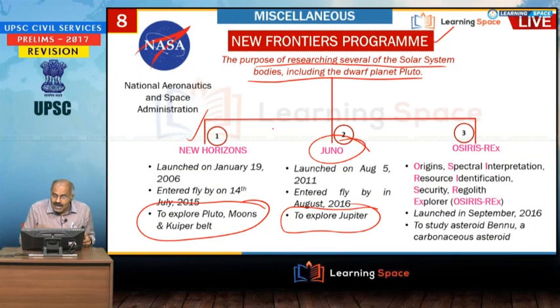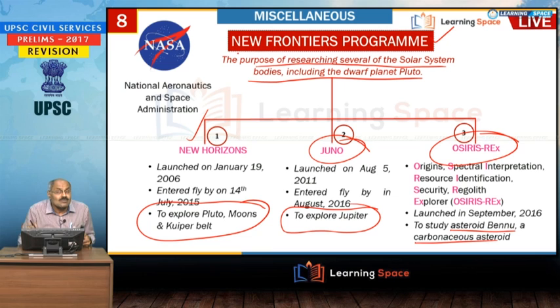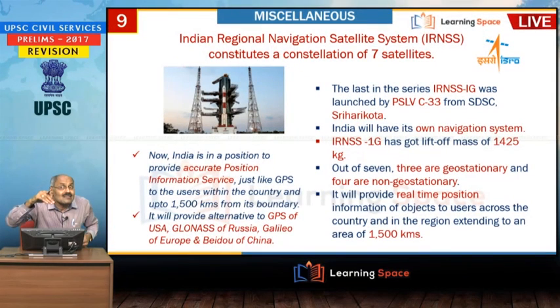And at the same time, Osiris-Rex. Osiris-Rex is the program to study asteroid Bennu, a carbonaceous asteroid. To study asteroid Bennu, this Osiris-Rex is intended. So, New Horizons, Juno, Osiris-Rex, these are part of the New Frontiers program. So, please understand.